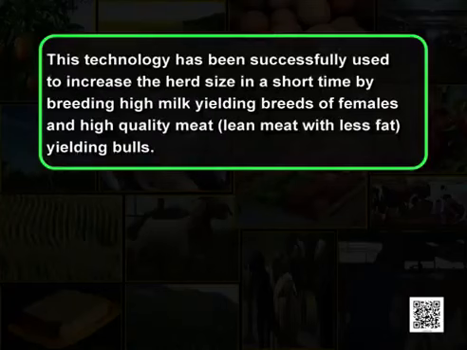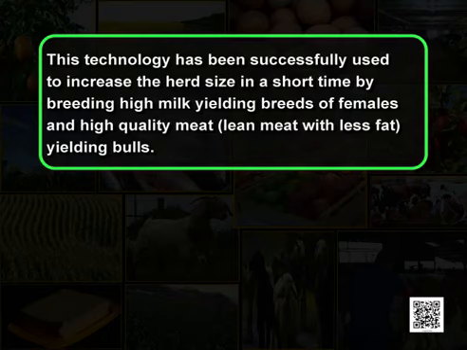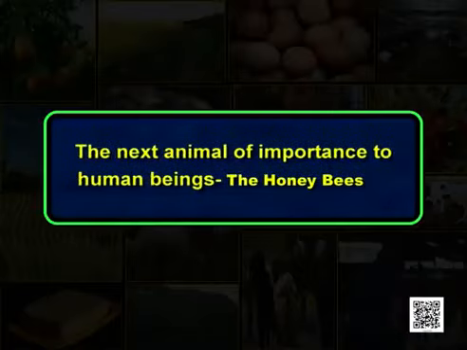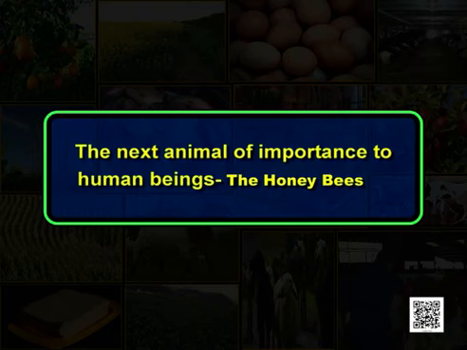So, we can say that this technology has been successfully used to increase the herd size in a short time by breeding high milk yielding breeds of females and high quality meat, that is lean meat with less fat yielding bulls. Let me now talk about the next animal of importance to human beings, the honeybees.